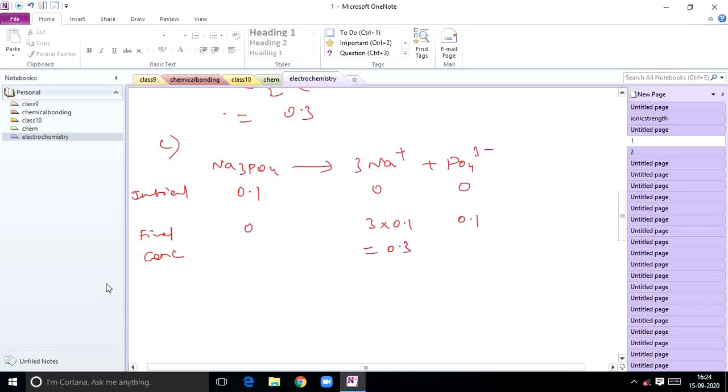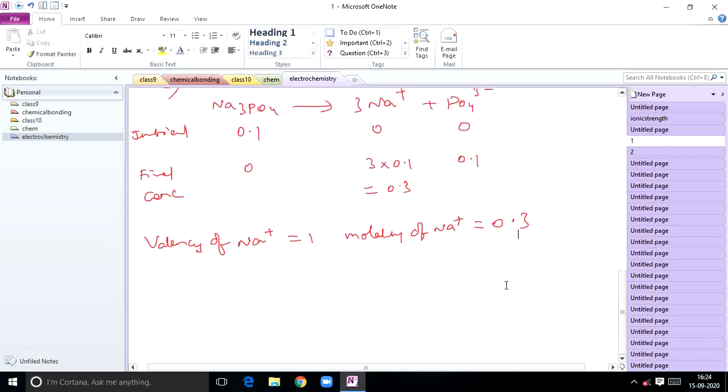Now valency of Na+ ion. What is the valency of Na+? It is equal to 1+. So molality of Na+, how much, students? Na+ 0.3. Next, valency of phosphate ion, PO4 3-. So you can take it as approx minus 3, okay, 3. So molality of PO4 3-, how much, students? 0.1.